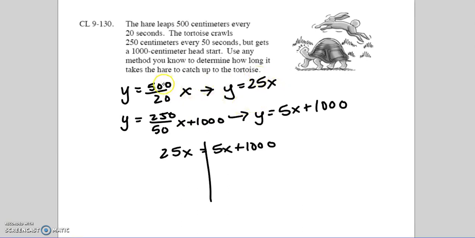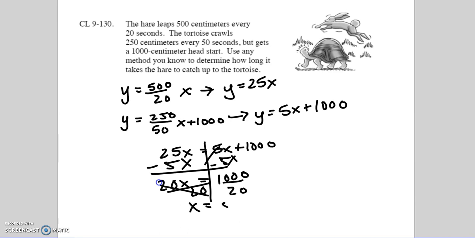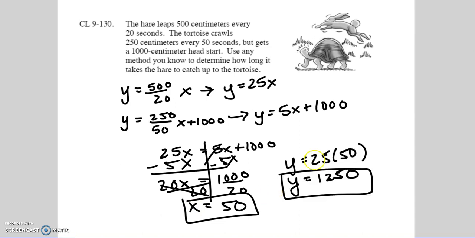First thing I did was I simplified these fractions, so I got 25x and 5x. So I'm going to solve for x when I set them equal to each other. All right, I get that after 50 seconds, they'll catch up to each other. And when I plug that in to get the distance, I get that they will both be at 1,250 centimeters in the race.